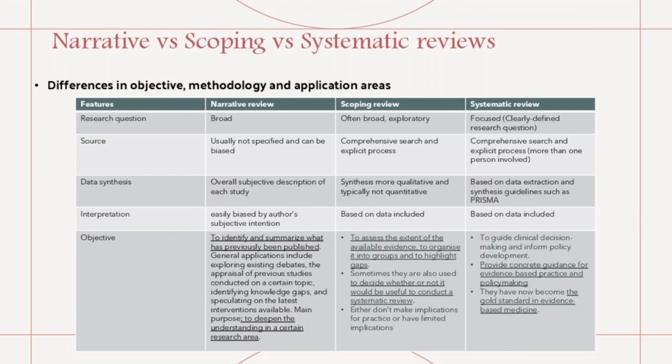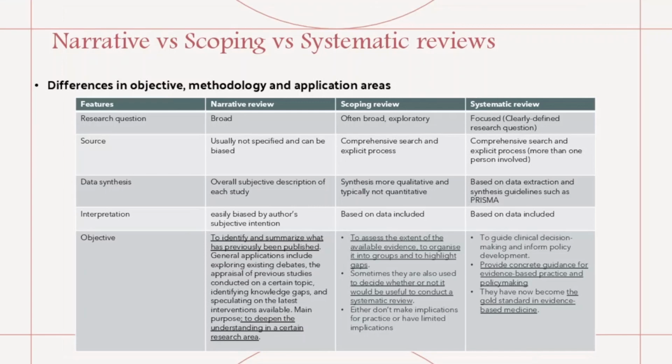In the following slides, I will focus my attention on the main characteristics of narrative, scoping, and systematic reviews, and I will then give you a brief overview on systematic reviews. In this table, you can see the main differences among these three types of reviews, which I think you should be able to remember, because they are, in my opinion, more accessible to medical students. The main differences between narrative, scoping, and systematic reviews are in objective, methodology, and application areas.